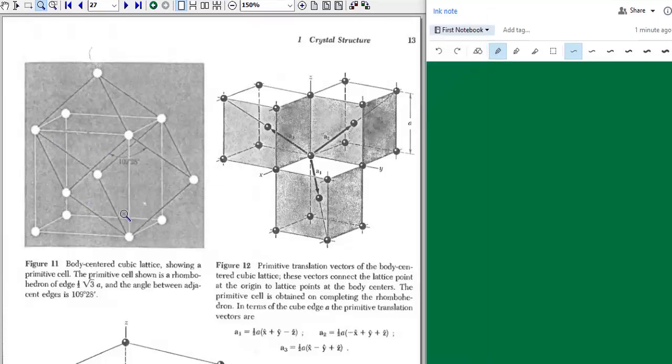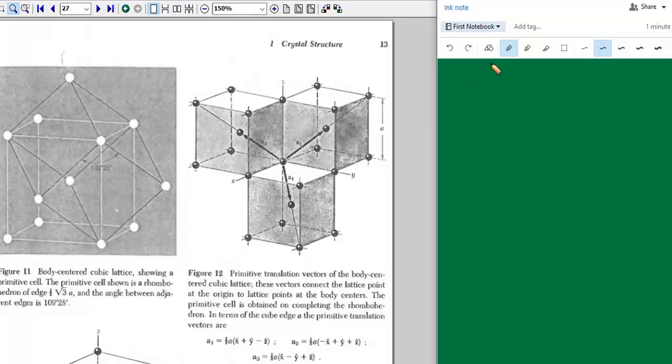So the primitive cell of a BCC structure is a rhombohedron because the angle between the two sides is 109 degree 28 minute. And the length of one side of the primitive cell is half the body diagonal of the BCC. That means 1 by 2 into root 3 a.